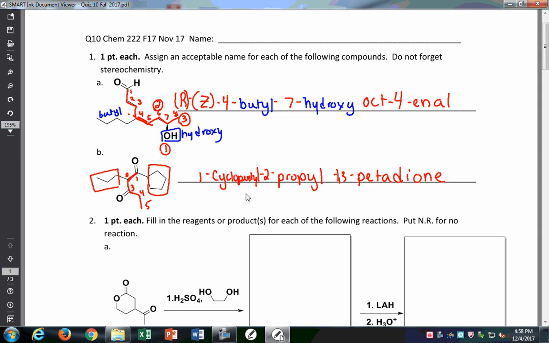Now technically carbon 2 is a stereocenter, but you can't assign it because I don't have the geometry specified, so you don't know what's coming forward or back. So we're just going to assume it's a mixture because it's not being specified.